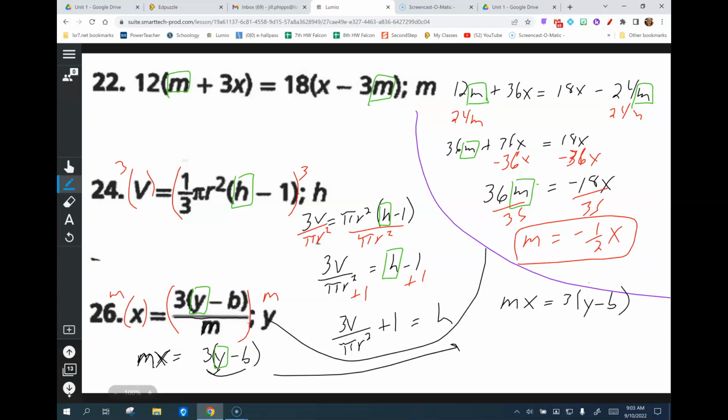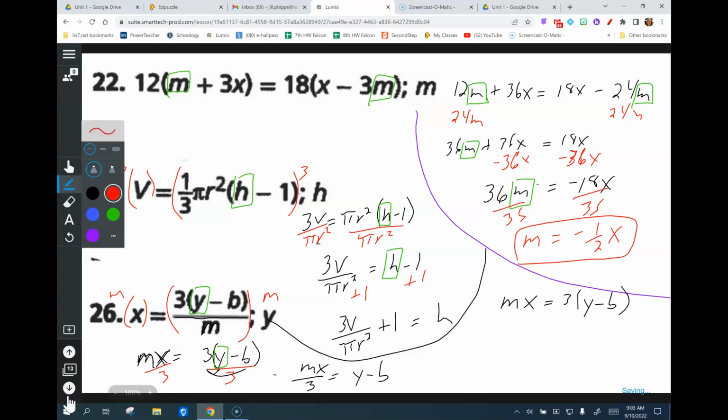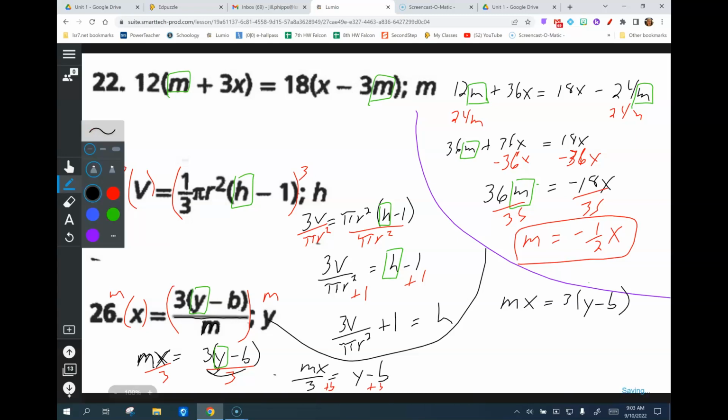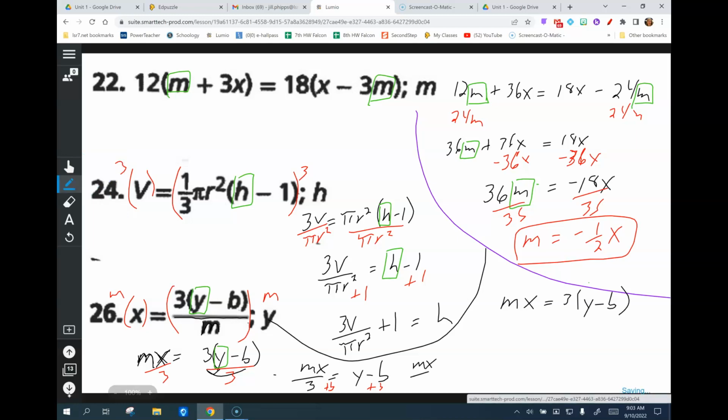Divide by 3. Oh, yes, I am. Okay, I'm going to do it twice. So here we go. I'm going to do it over here. I'm going to divide by 3 over here. And when I do that, okay, you don't have to make such a mess. You have all your work right there. I have mx over 3 is equal to y minus b. Sorry, I'm out of space. I could then add b to both sides. And if I do it this way, my answer would be mx over 3 plus b equals y. That's one way I could do it.